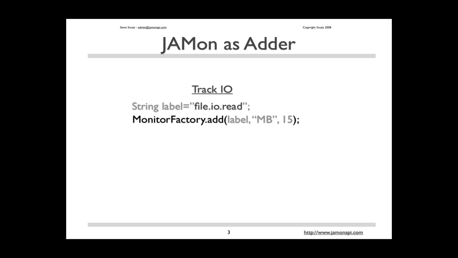The add method lets you monitor non-performance aspects of your system, such as file I/O. In this example, we are indicating that we have read a 15 megabyte file. The MB passed to the add method represents the units associated with the label.